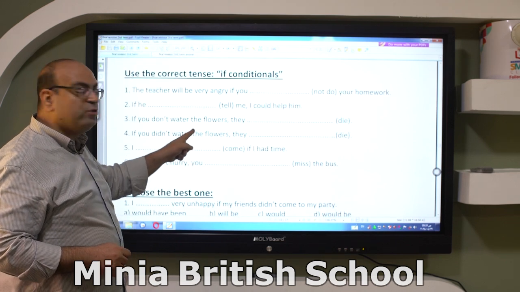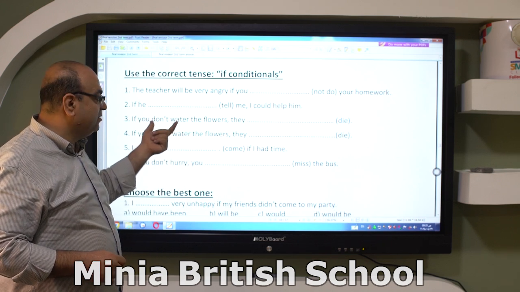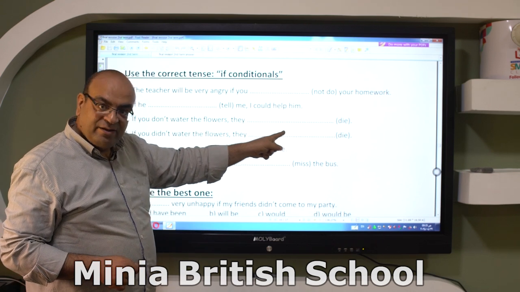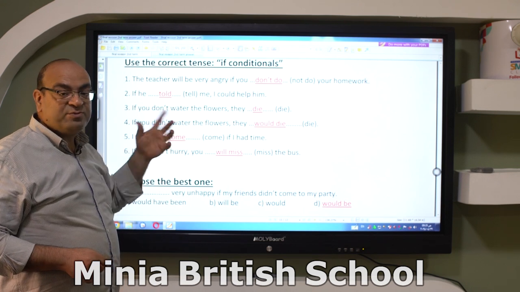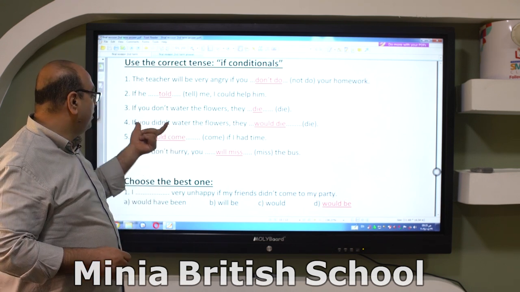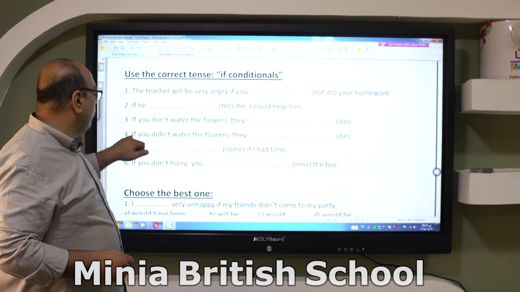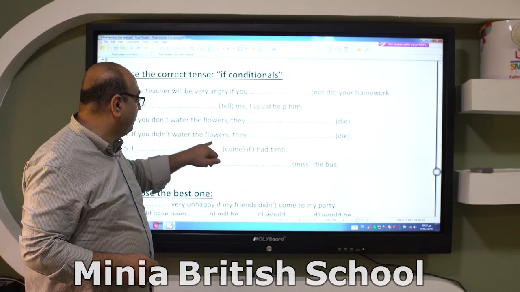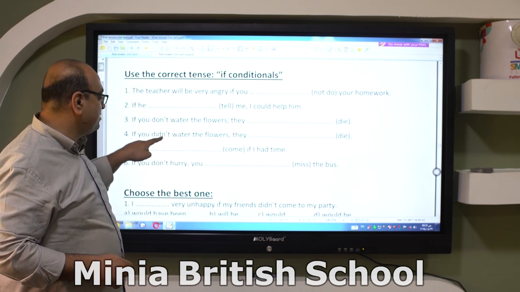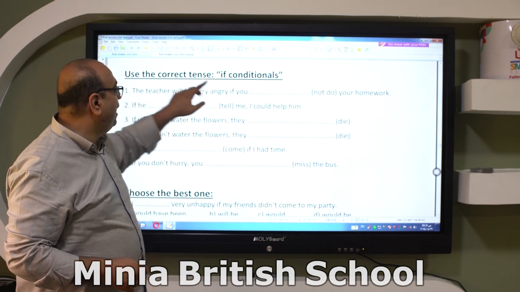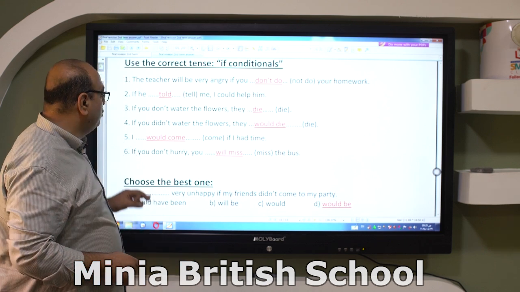If you don't water the flowers, if you don't water, that's present. They will die. They die, sorry. I'm sorry for this mistake. That's a fact. So they die. That's possible. Number 4, if you didn't water the flowers, don't and didn't. This is past simple. They would die. They would die.